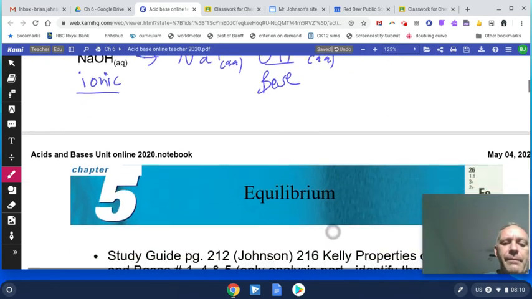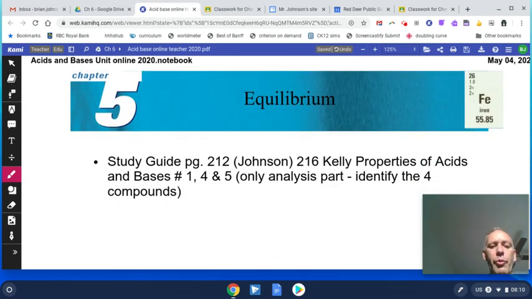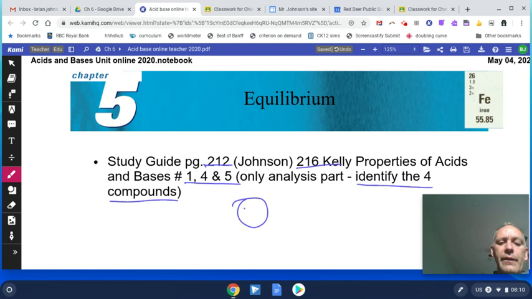Okay. So to practice this in your study guide, page 212 for Johnson, page 216 for Kelly, properties of acids and bases, only do 1, 4, and 5. And it says only analysis part. Just identify the 4 compounds. So you'll understand when you look at those questions. That's a pretty short assignment. And that's it. We're done for the day.